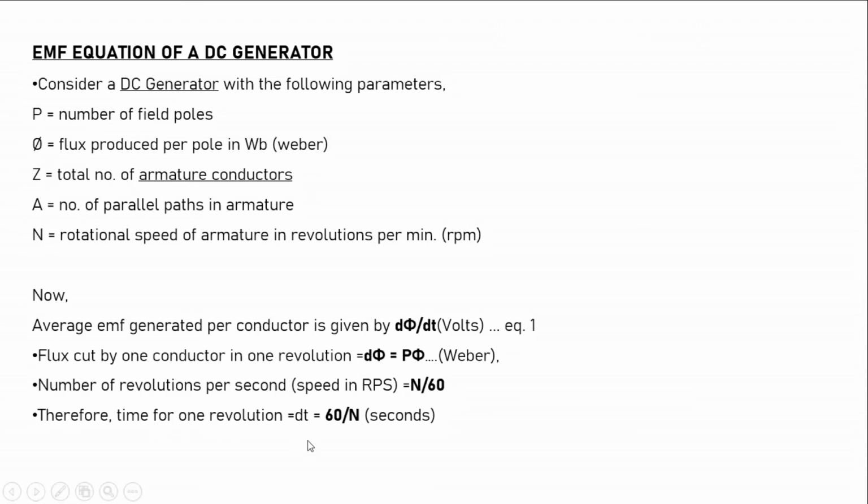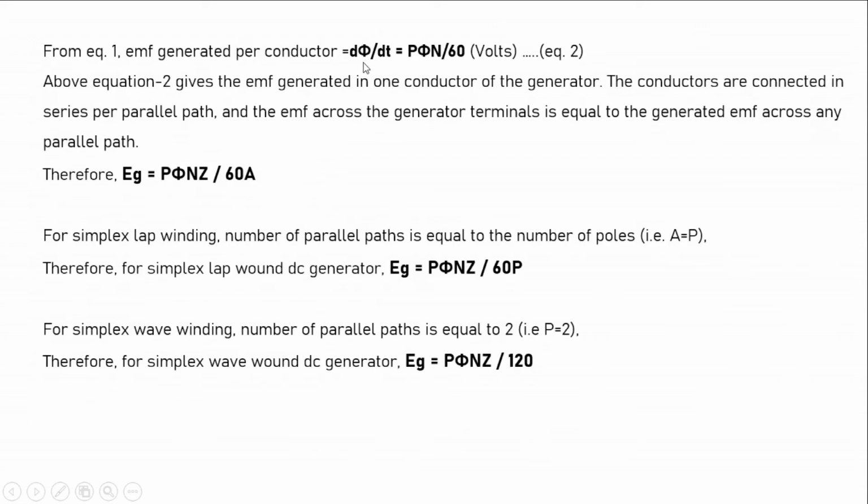Therefore, the time for one revolution, dt, is 60 by N seconds. So we have now got d phi and we have got dt. Now we do d phi by dt, and you will get P phi N by 60 volts. So equation number 2 gives the EMF generated in one conductor.